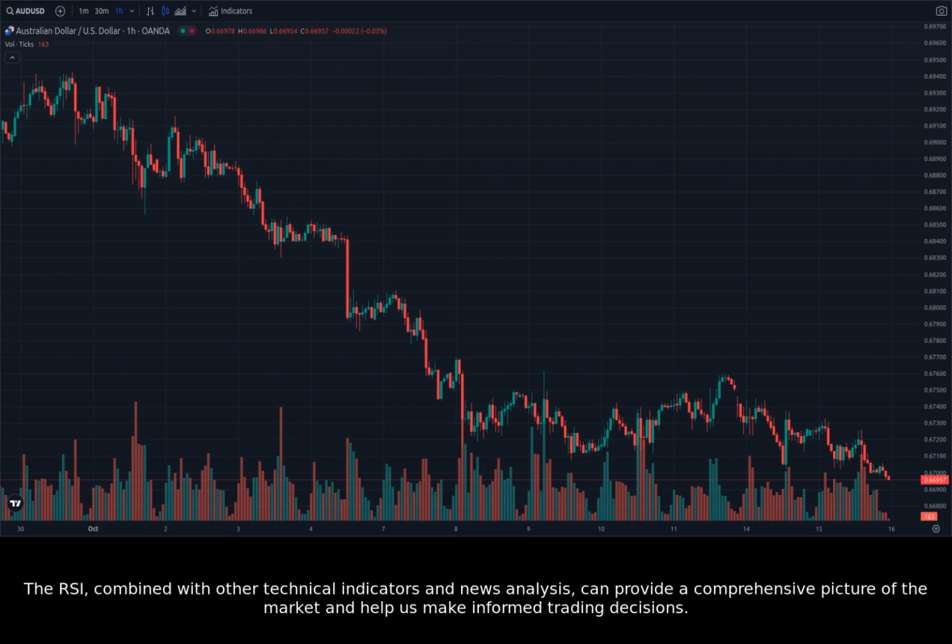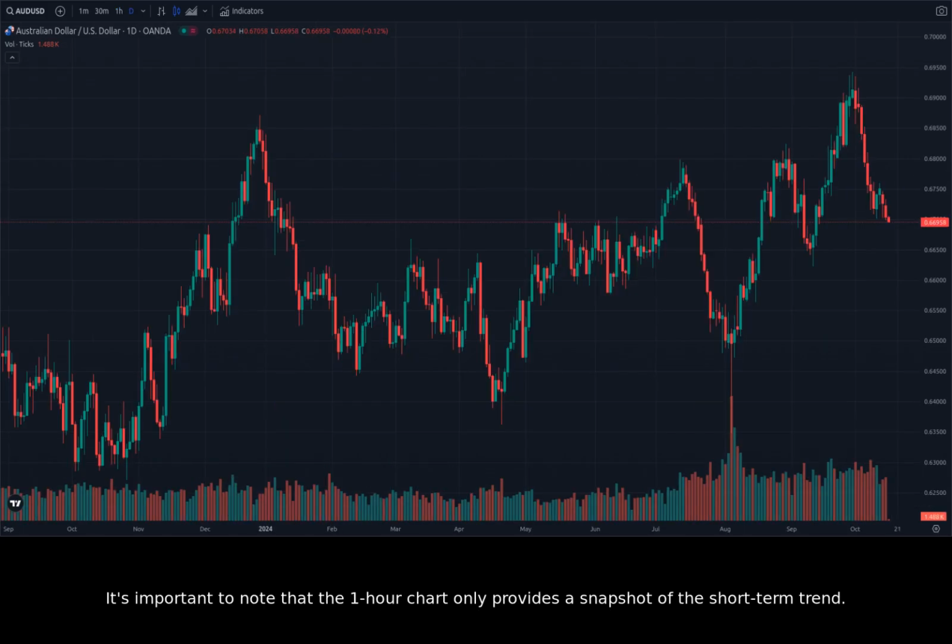The RSI, combined with other technical indicators and news analysis, can provide a comprehensive picture of the market and help us make informed trading decisions. It's important to note that the 1-hour chart only provides a snapshot of the short-term trend. To gain a clearer perspective on the potential trajectory of AUDUSD, we need to compare it to the daily chart.